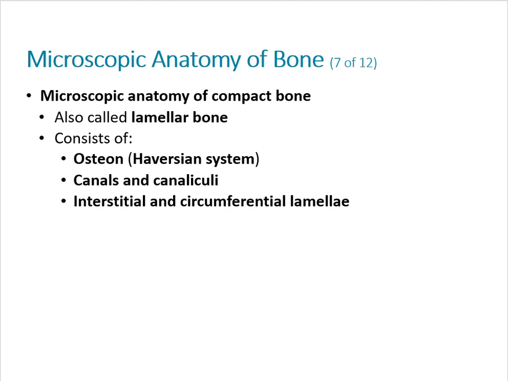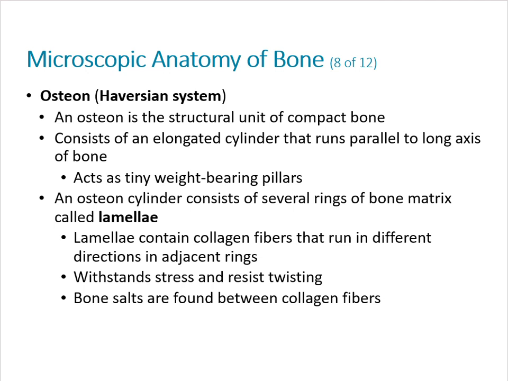Now let's continue taking a look at the microscopic anatomy of bone. We're going to start with compact bone. Another name for compact bone is lamellar bone, and it consists of osteons, canals, canaliculi, and different types of lamellae. When we talk about lamellae, there is the concentric lamellae of osteons. There's also circumferential lamellae that go around long bones, and interstitial lamellae that are leftovers from bone remodeling. But let's start with the osteon and its concentric lamellae.